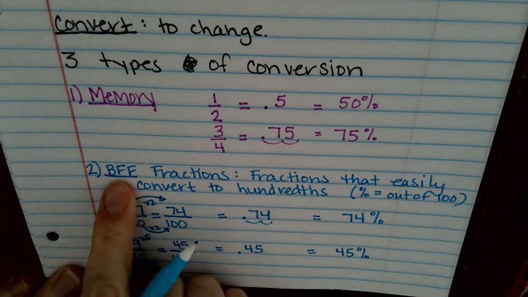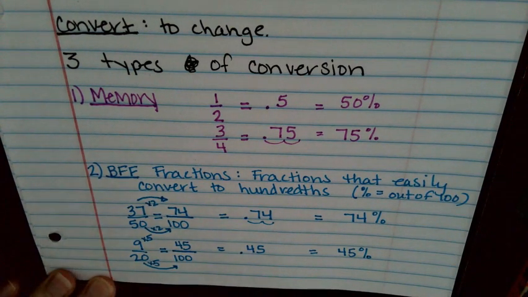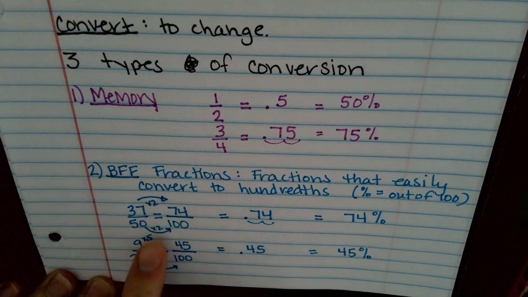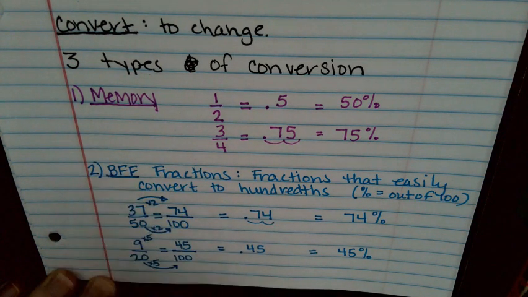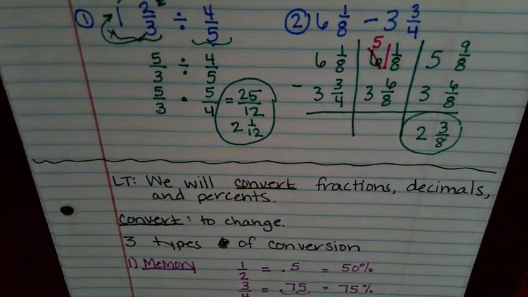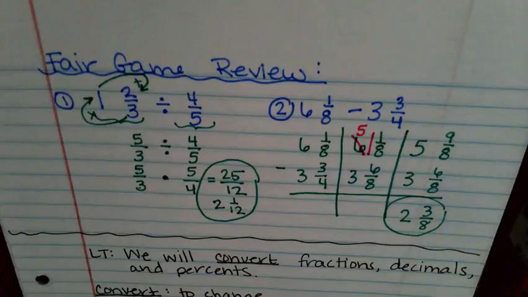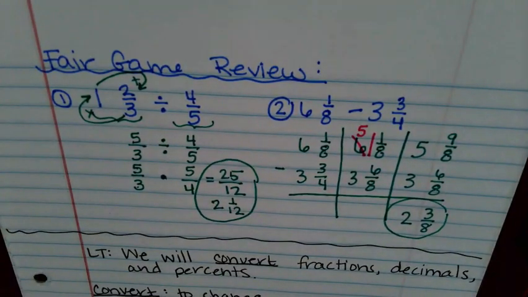Okay? Now, again, just because I said it's a BFF fraction, sometimes you might not realize it's a BFF fraction, and that's okay. This only works for things you've memorized. This only works for things that you know are BFF fractions. So let me show you one more way that works for all fractions, okay? So when all else fails, if it's not a memory fraction and it's not a BFF fraction, and I need to convert a fraction to a decimal or a percent, you can use division.